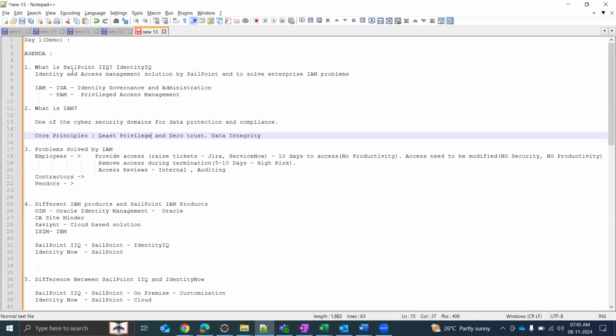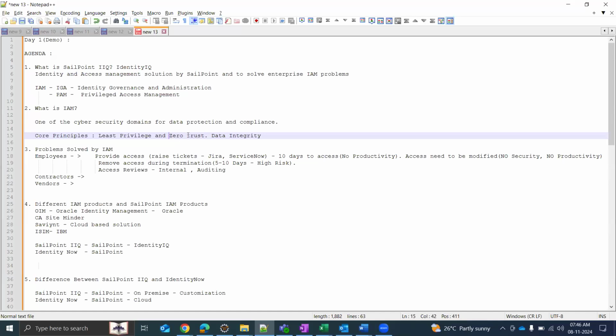So while implementing SailPoint IIQ, we are going to implement this least privilege concept as well. This is the theory we discussed as a core principle, but practically we are going to see how we'll implement it while doing our SailPoint IIQ implementation. Okay. So along with this least privilege, we have another core principle called zero trust. In this cybersecurity world, we should not be trusting anyone blindly, right?